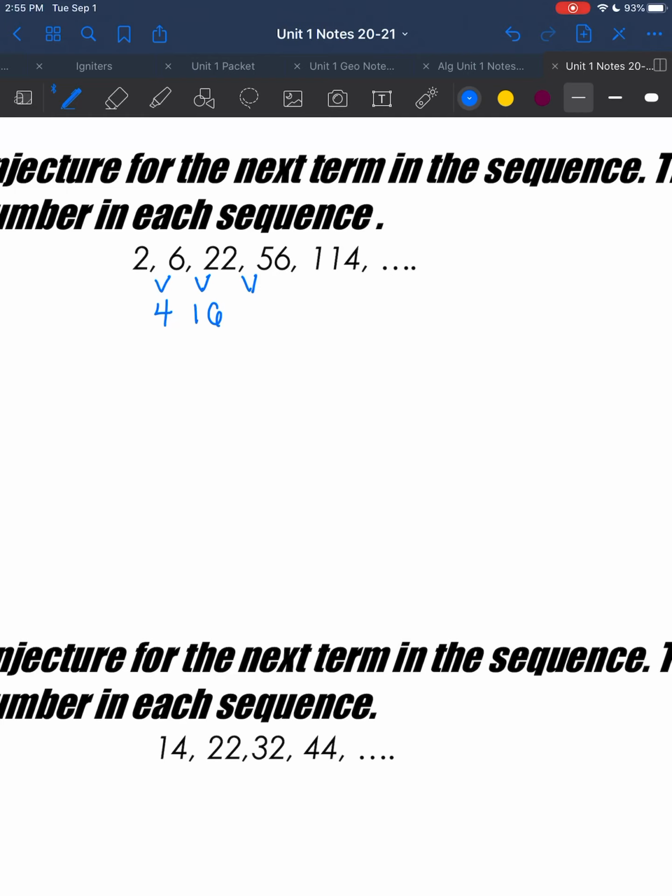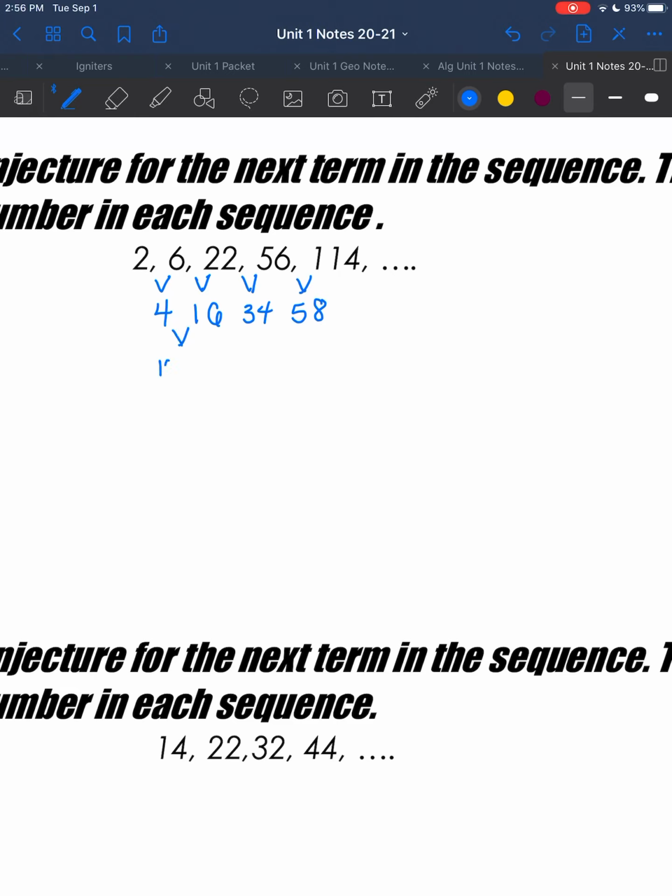Then I'm going to do 56 minus 22. And that's going to give me 34. And lastly, 114 minus 56, which gives me 58. Okay, so I want to keep taking the difference or subtracting until these numbers are the same. So because these are not all the same number, I'm going to do it again.